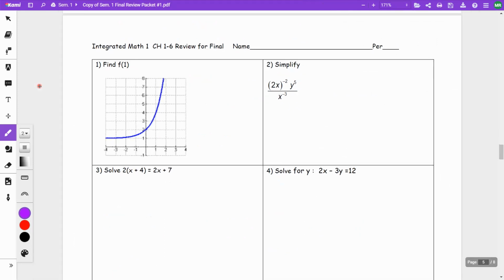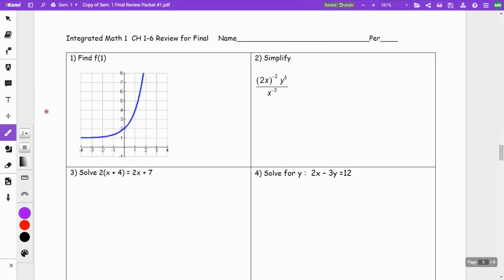Okay, on this next review, this one, f of 1, is what they want me to find. So I'm going to go to 1. I'm going to draw a vertical line at 1. And I see that I'm crossing here at 4. So my answer is 4. F of 1 is 4.